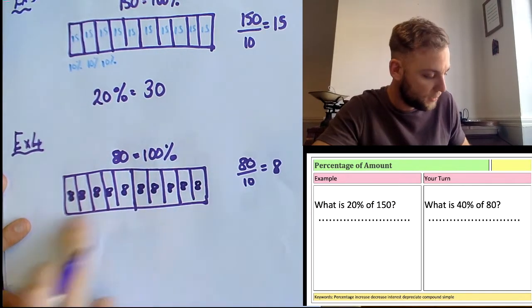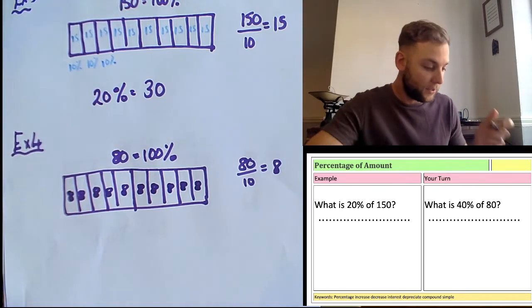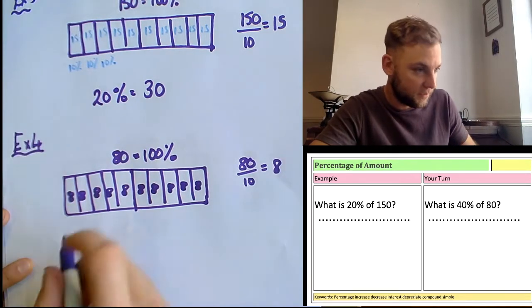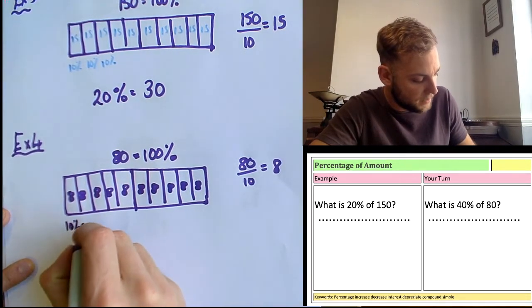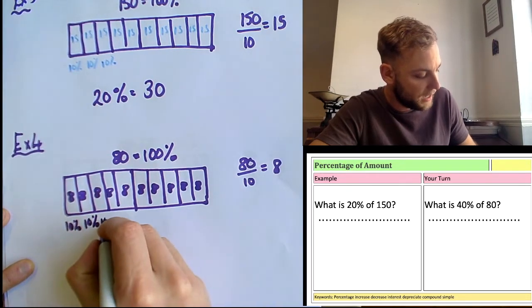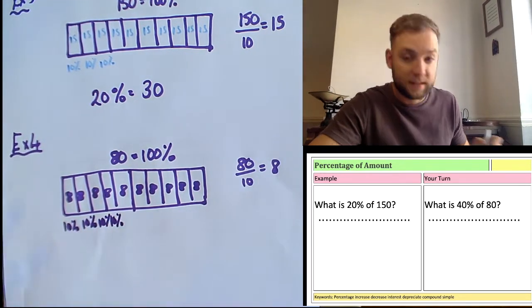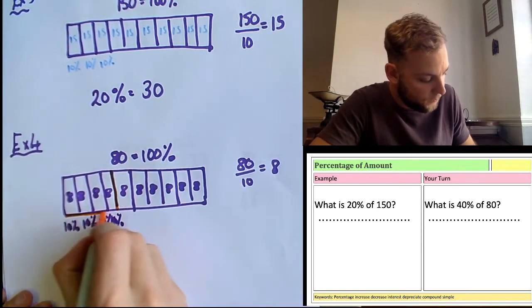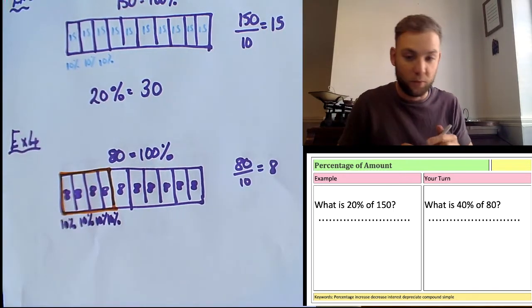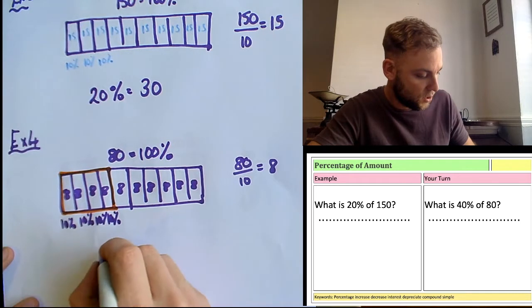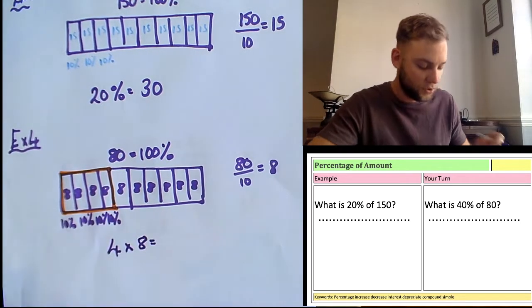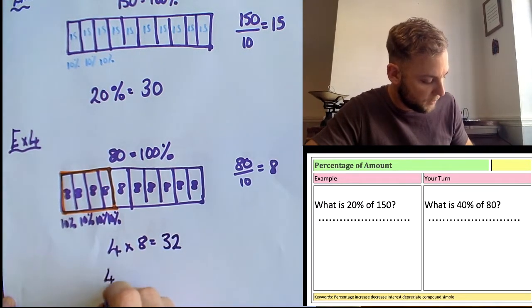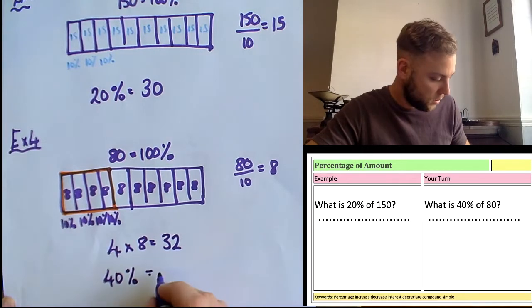There's 10 of them there, obviously, because 10 times 10 is 100. But I don't want 10% now, I want 40%. Remember that each of these are worth 10%. So how many of these would I need to get 40? Well, I'd need 4 lots of these, wouldn't I? So this here, 4 lots of 10, which is the same as saying 4 lots of 8. So 4 times by 8, which is equal to 8, 16, 24, 32. So 40% is equal to 32.